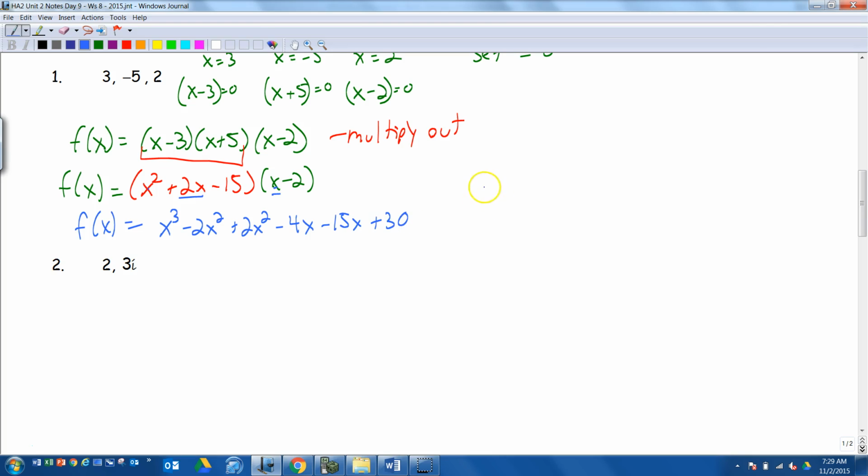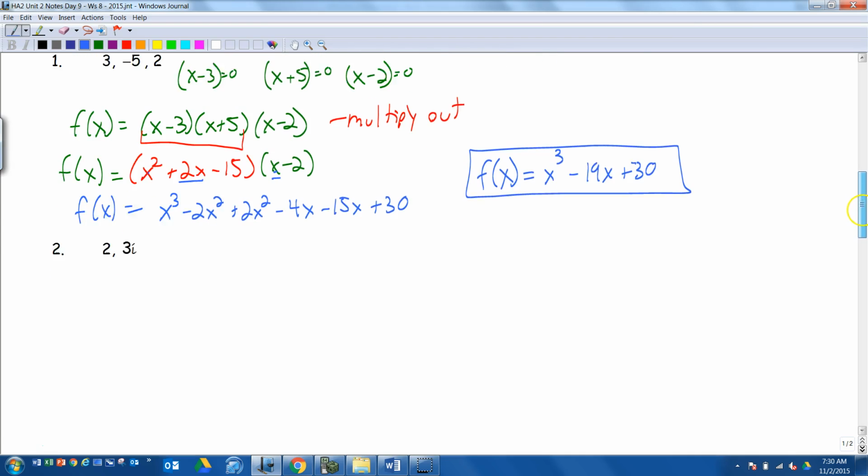So then your final answer, if you add your like terms, you get an x cubed. The x squareds cancel. You get a negative 19x and a plus 30. So this is the polynomial in standard form. If you graph this in your calculator, the lines of the graph should hit the x-axis at 3, -5, and 2. Okay, and that's a good way to check. Graph your answer and see if you get those as your solutions.